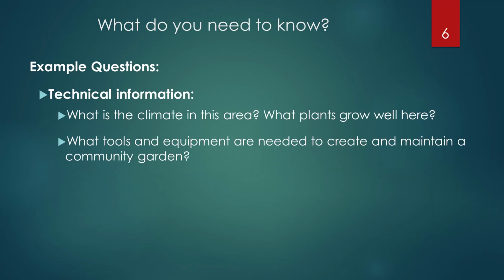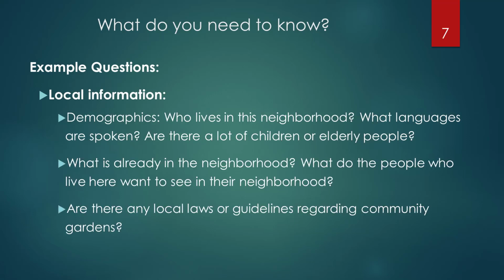For technical information, you may want to consider information about the climate and the soil, as well as information about tools and equipment that may be needed to create and maintain a community garden. For local information, consider the demographics of the neighborhood. What are some important characteristics of the people who live here that you need to be aware of? What do the people who live here want to see in their neighborhood? Are there any local laws or guidelines that may affect your project?